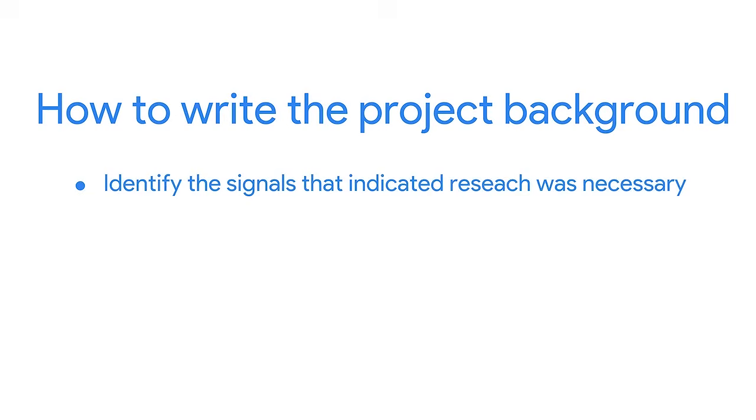Now that you know why the project background is an important part of a research plan, you're ready to create your own. Keep these 3 things in mind as you write the project background. Identify the signals that indicated research was necessary. Ask yourself why you're doing this research and if there's a problem you're trying to solve.